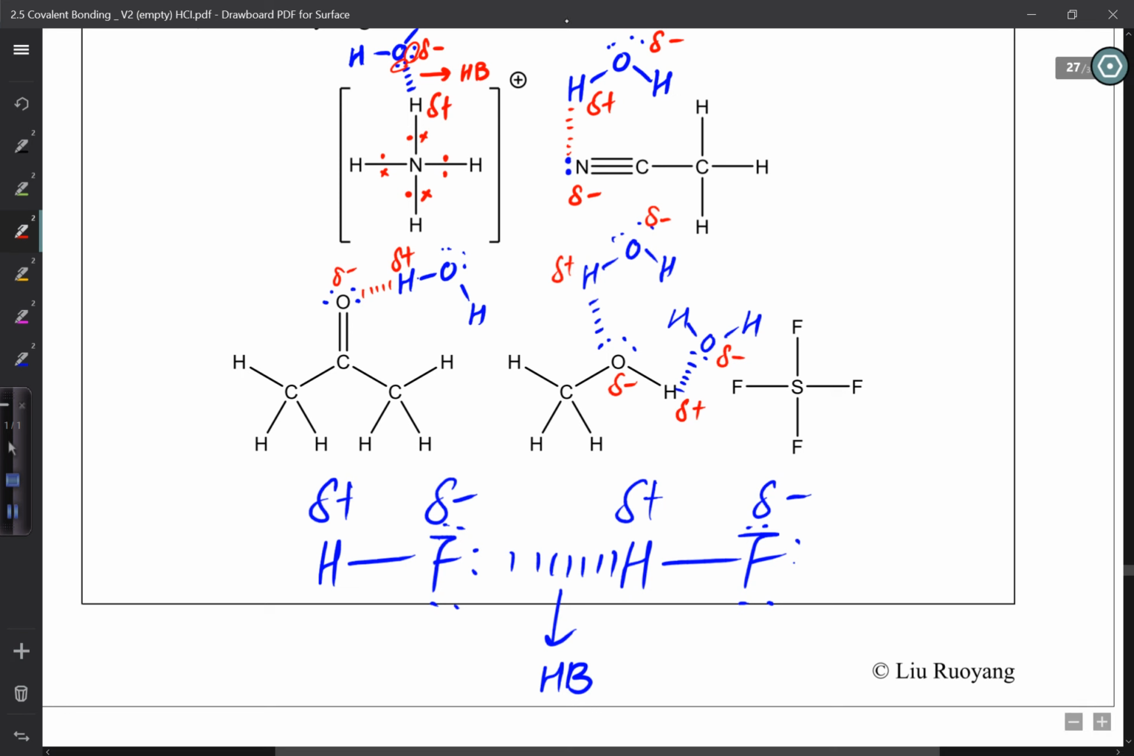The last one, SF4. Can this interact with water? Yes, right. You have lone pair on fluorine. And you can basically have HOH interacting. Delta minus, delta plus, delta minus, right?